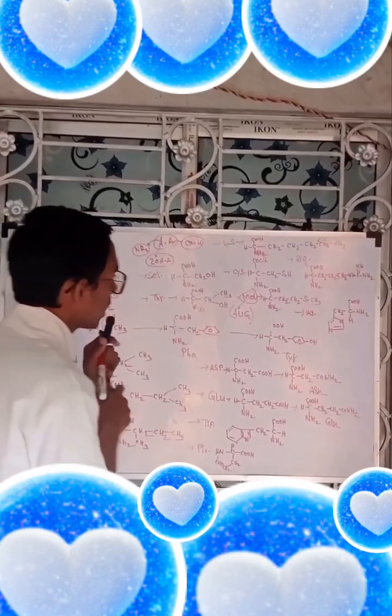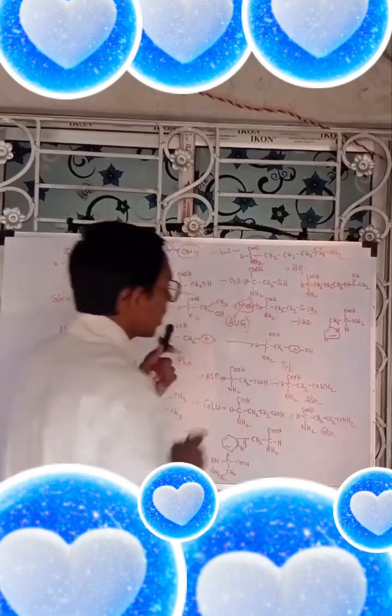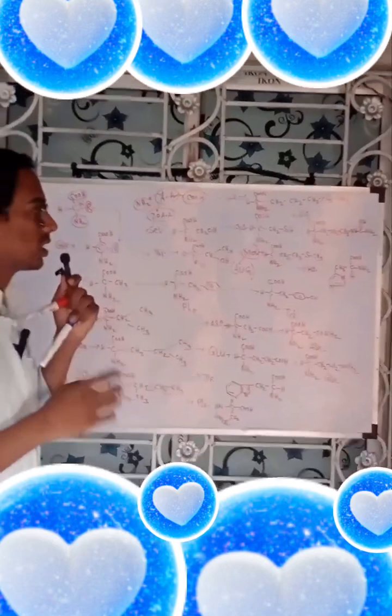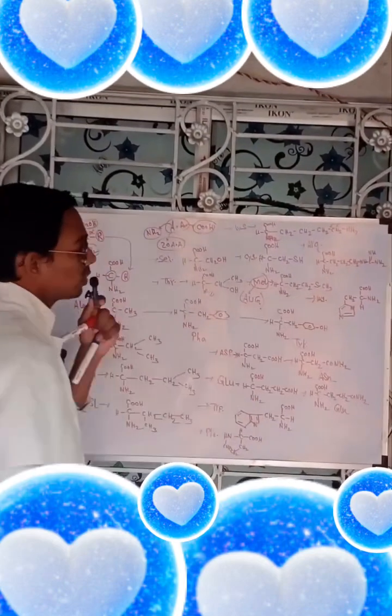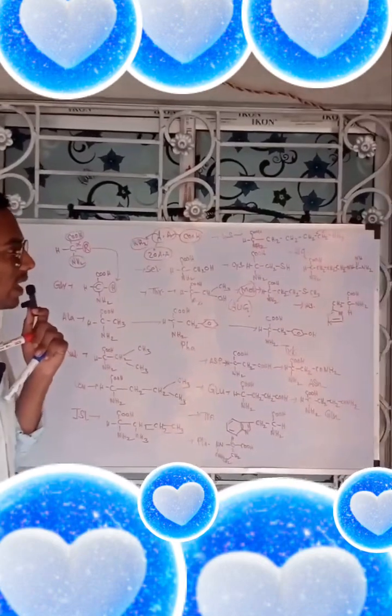As you all know, tyrosine: from this tyrosine amino acid we get T3 and T4, the thyroid hormones. Also we can get dopamine and adrenaline.